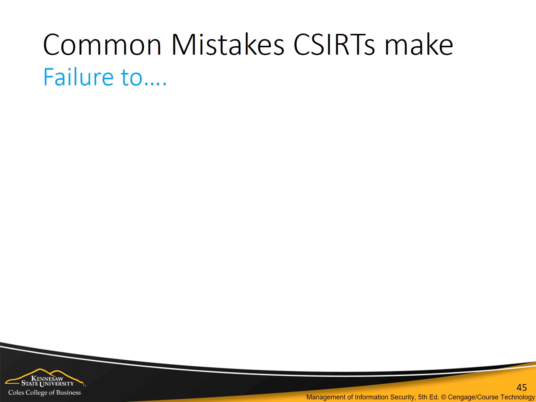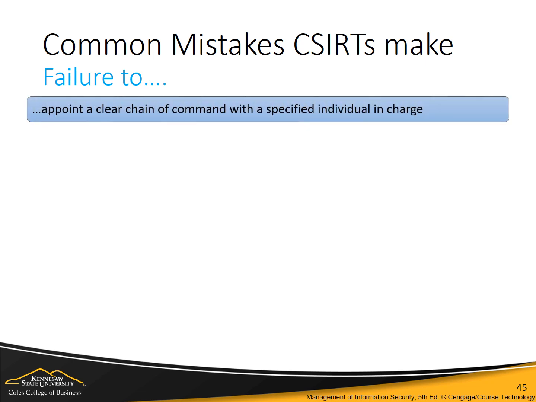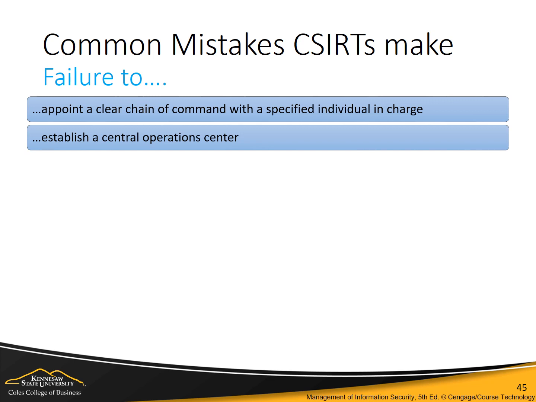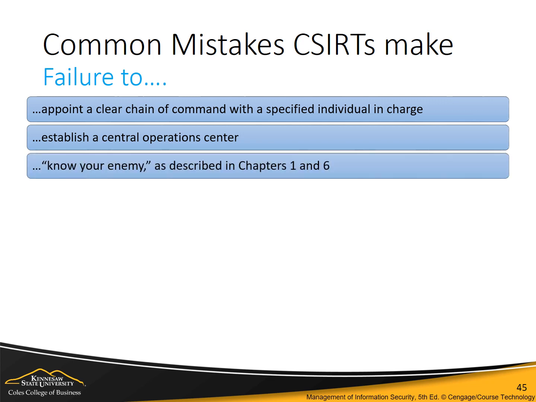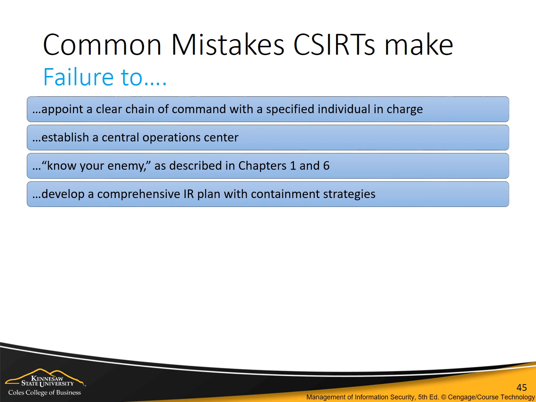Teams that are gathered to handle responding to an incident make multiple mistakes, according to McAfee. They fail to appoint a clear chain of command with a specified individual in charge. For incident recovery, the plan is usually implemented by the CISO or top IT manager. Establish a central operations center, one where the right people are there and are working to resolve the incident. Know your enemy, as we talked about in chapters 1 and 6. Develop a comprehensive incident response plan with containment strategies. These are essential to an effective response plan.